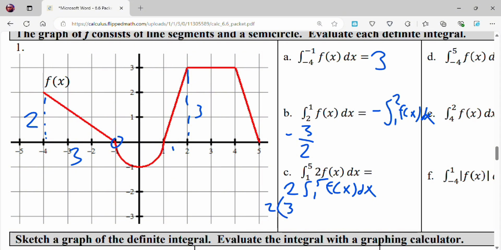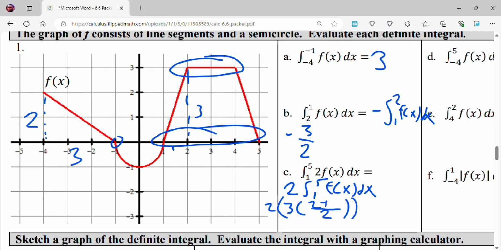And then remember the 2, right? So 3, our width, times L1 plus L2 over 2. So L1 plus L2. So we have a side length of 2. And we have a side length of 4. Alright, so that's going to equal 2 times 3 times 2 plus 4 is 6 divided by 2. 6 divided by 2 is 3. 3 times 3 is 9 times 2 is 18. So our area is 18.